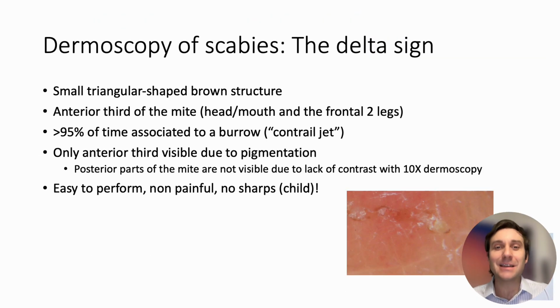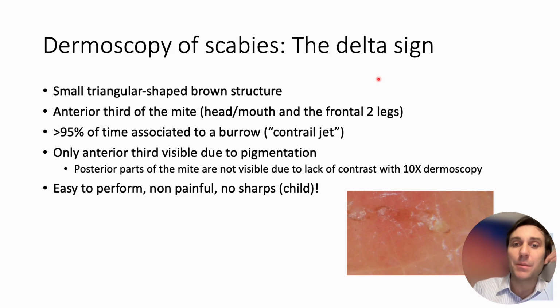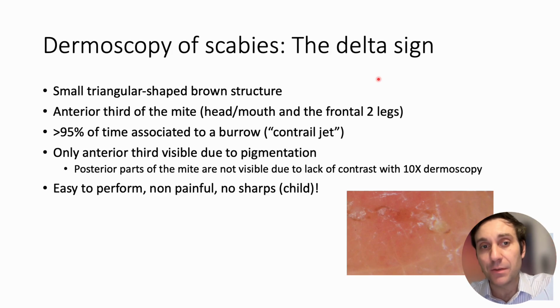But nowadays, I think dermoscopy is enough for the diagnosis. I haven't used any skin scraping for years. I've been using dermoscopy in every patient in whom I've suspected scabies, and so far I've been doing very well. That's what I think. So what are the dermoscopic findings of scabies? I think the delta sign, and this is something very important that you need to learn. It is a small triangular-shaped brown structure that represents the anterior third of the mite.